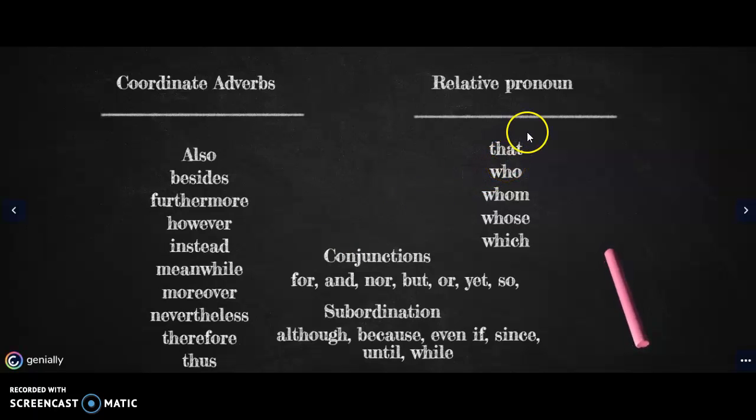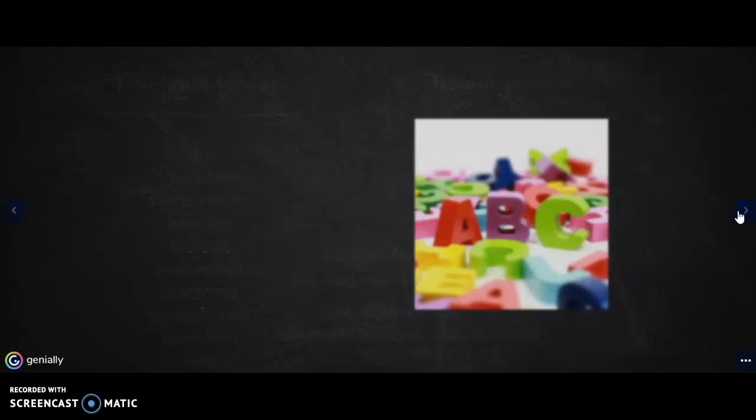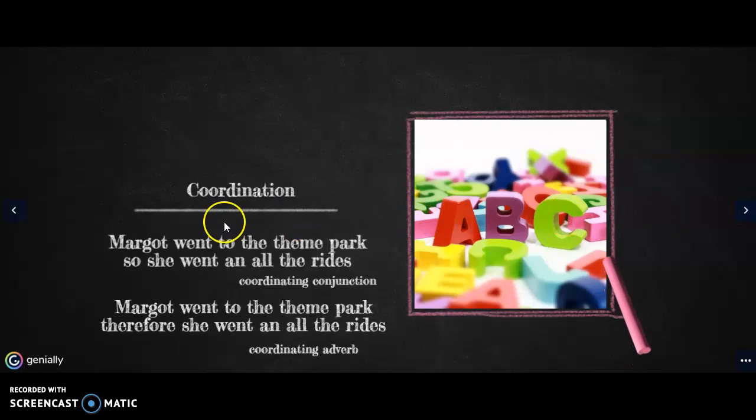On the other side, we have our relative pronouns: that, whom, whose, which. The coordinating conjunctions are for, and, nor, but, or, yet, and so. For subordination: although, because, even if, since, until, and while.